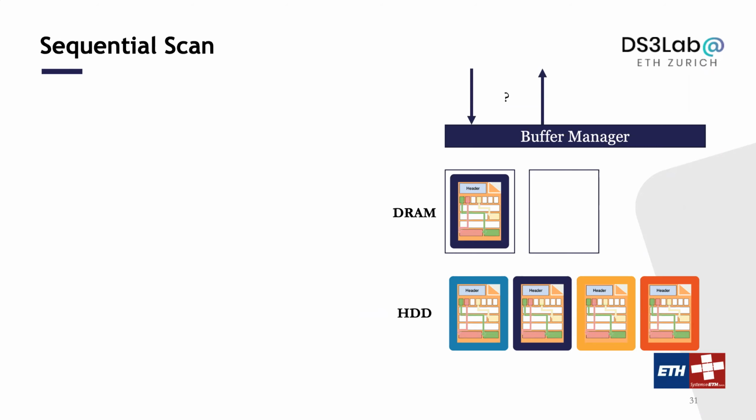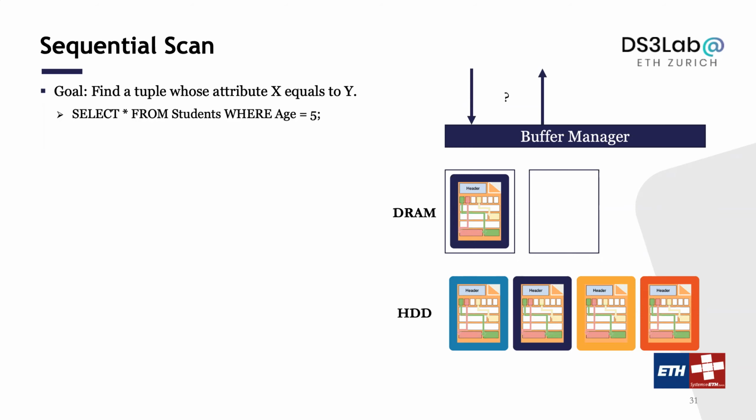So the simplest access method is sequential scan, which is very simple. I just sequentially scan all the pages stored in a relation. Assuming that we want to do some lookup query, for example, I want to find a tuple whose attribute x equals y. As one example, say you have a query like select star from students where age equals 5. You could implement this query using the sequential access method. Essentially, you bring in pages one by one.